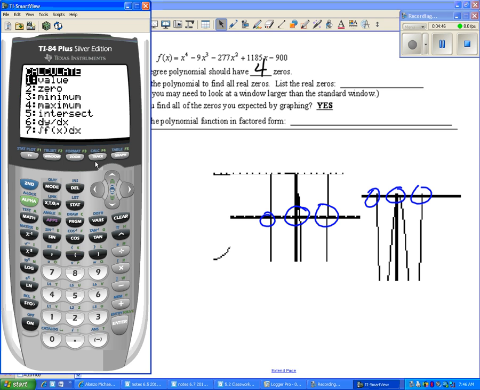I'm going to hit the trace button to go to calc. And I want to find my zeros. Now I'm going to stop. You can either hit number 2 and find zeros, or you can try to find the intersection. I like to use intersection. So I'm going to go back to y equals. I'm going to make y2 a 0. And I'm going to graph again.